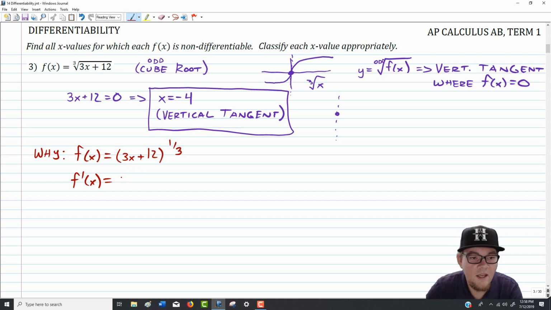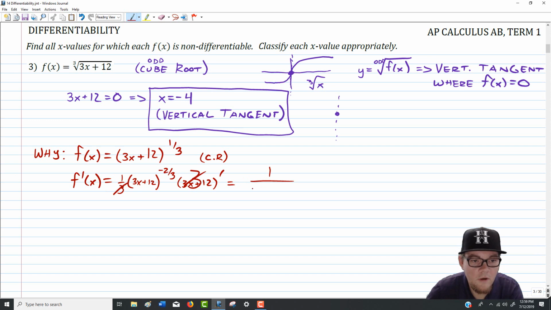So f prime of x in this case would require the chain rule, by the way. Don't let me fool you there. This would end up being 1/3 u to the negative 2/3 times the derivative of u. And again, you have to plug back in whatever that original thing was. I'm just doing a fast chain rule here for the sake of time. Since 3x plus 12's derivative is 3, those divide away, and we're left with 1 over 3x plus 12 to the 2/3 power.